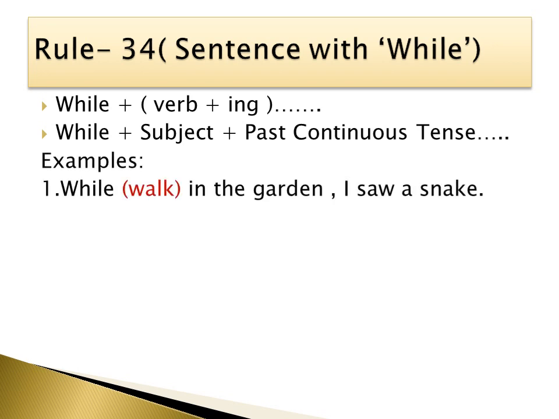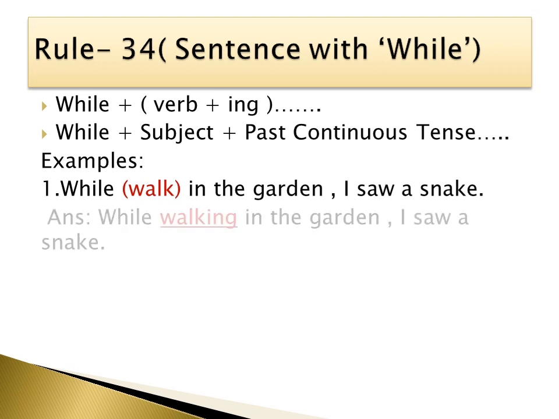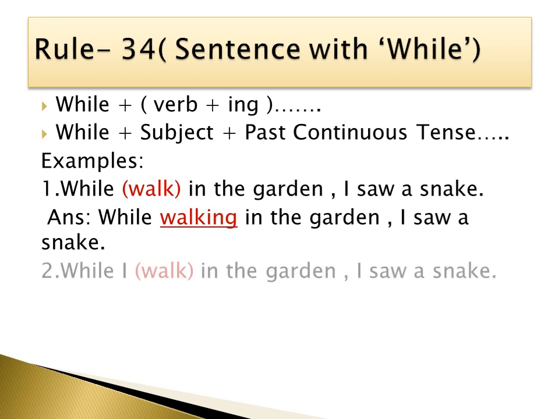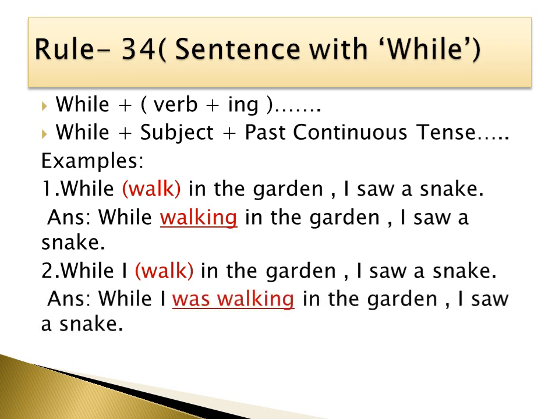So let us see the example. While walk in the garden, I saw a snake. The answer is while walking in the garden, I saw a snake. Number 2, while I walk in the garden, see it's a clause, a dependent clause. So it should be in past continuous tense. And I saw a snake is the principal clause. Let us see what happens to the dependent clause. While I was walking in the garden, I saw a snake.